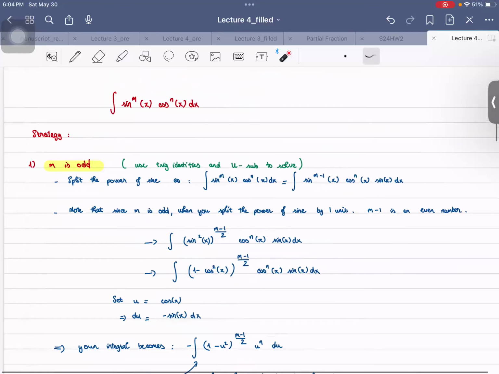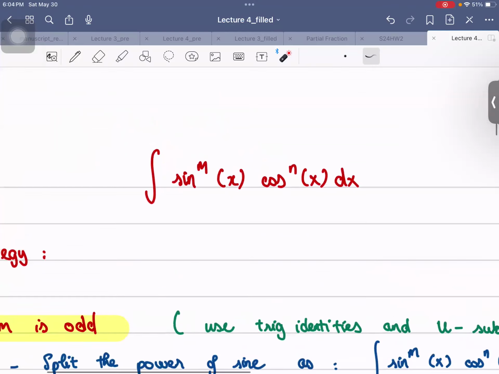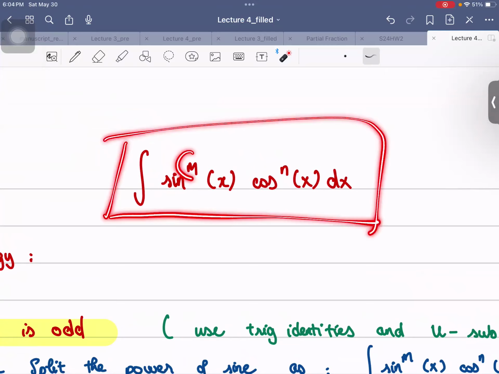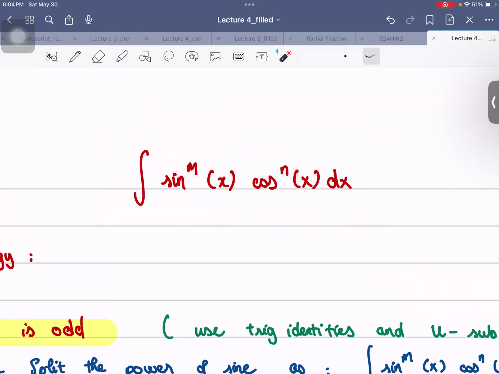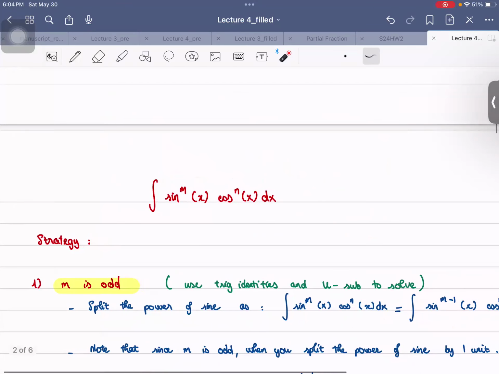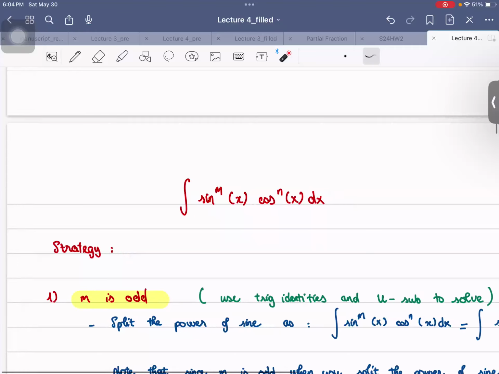Okay, so over here, I consider the general type of integral. That means you can have any kind of powers for sine and cosine. The powers m and n can be even numbers or odd numbers. You don't know exactly what you're going to have, but I will give you the general way to deal with all of the cases that you may have.